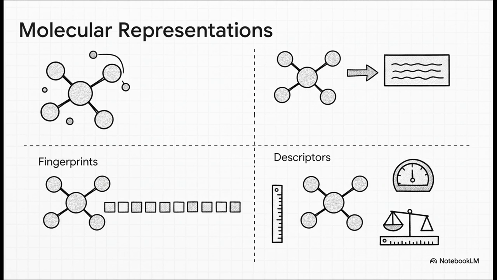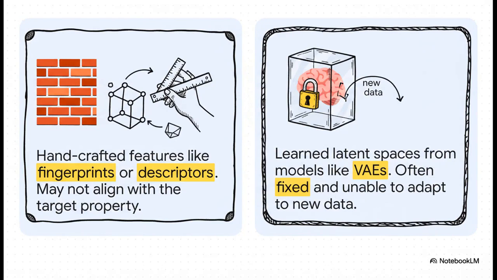You can treat them as graphs, where atoms are nodes and bonds are edges. You can use string-based representations like SMILES. There are also fingerprints, which encode the presence or absence of certain chemical substructures. And finally, you have descriptors, which are features based on physicochemical properties. The important thing to understand is that each of these methods comes with its own set of limitations, particularly in high-dimensional or low-data environments. Broadly speaking, the field has pursued two main paradigms.